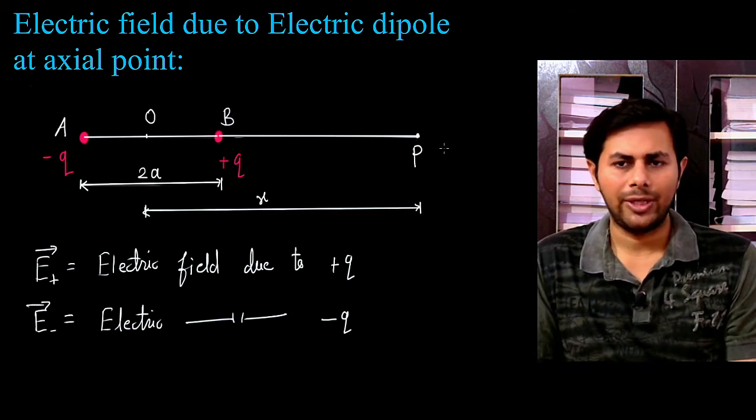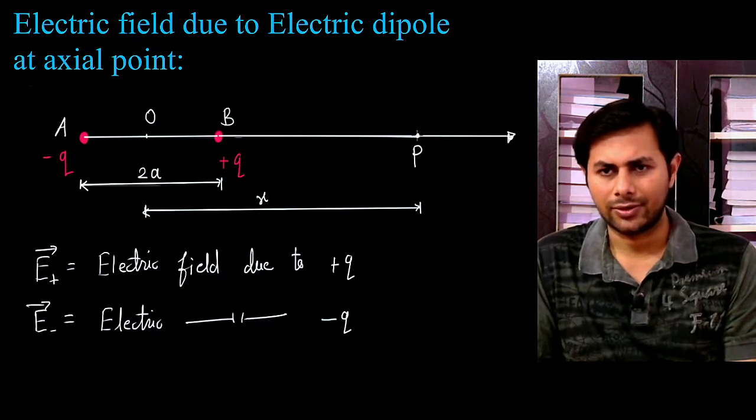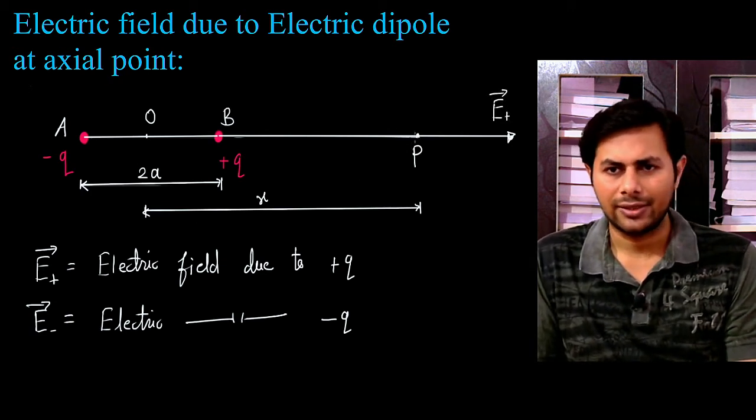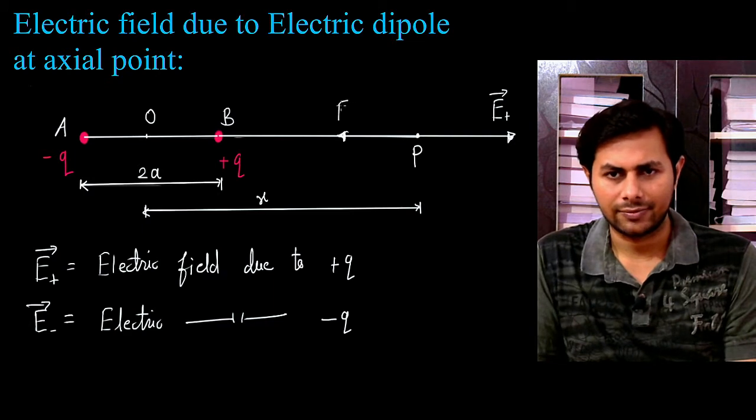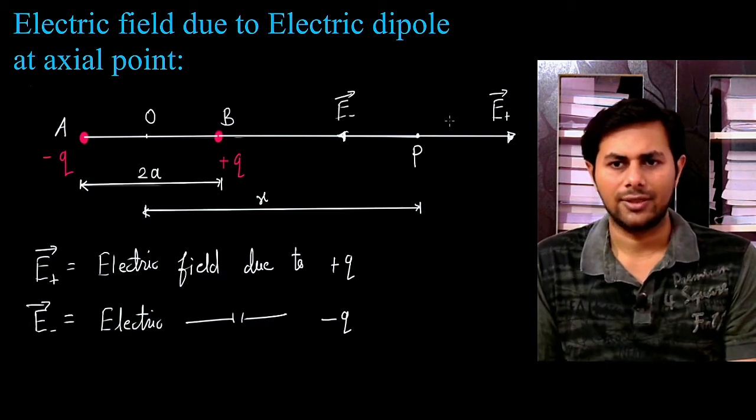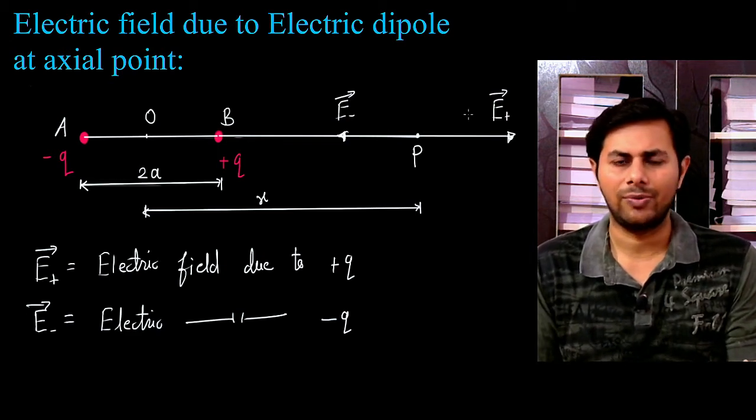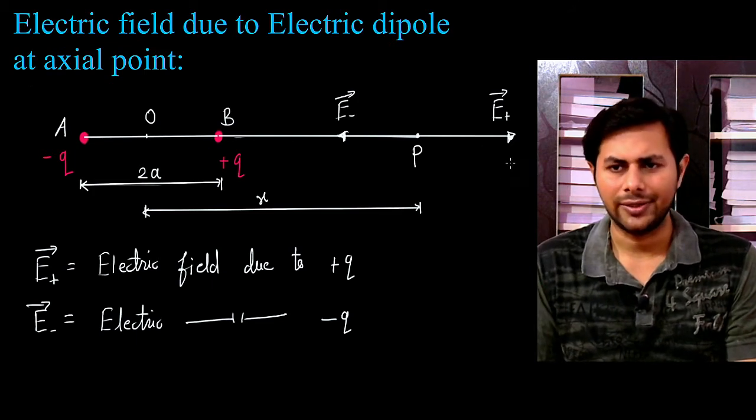So at point P, the E plus will act radially outwards from the positive charge. So that is in this direction. So this is E plus bar, and E minus will act radially inwards towards the negative charge. So it acts in this direction. And the net electric field due to this dipole at this point will be the vector sum of E plus bar and E minus bar. Okay.